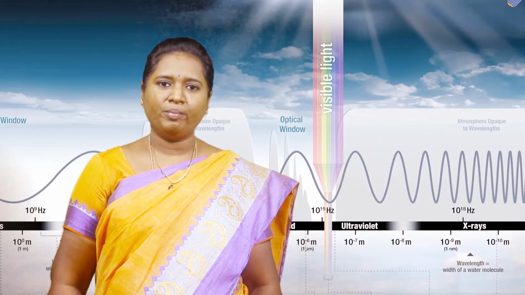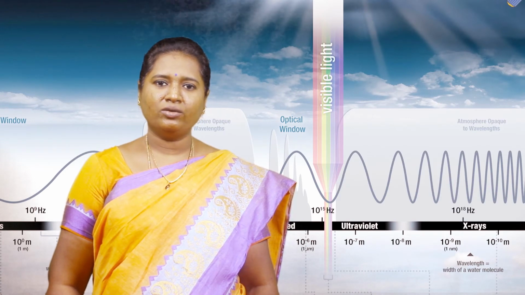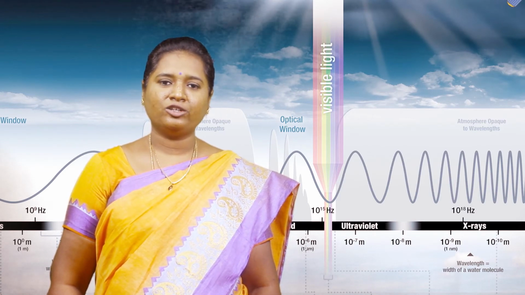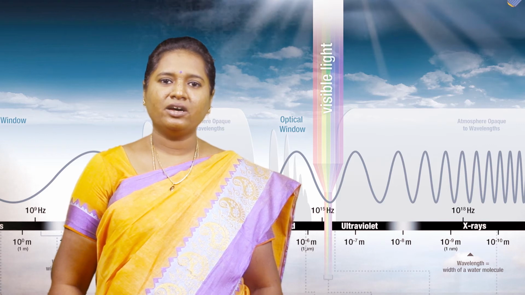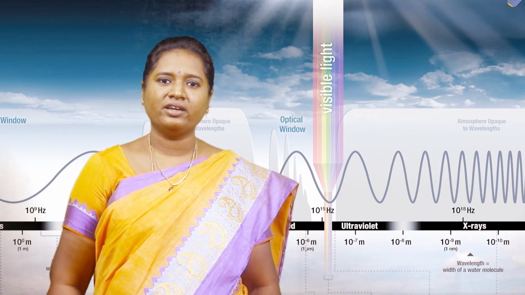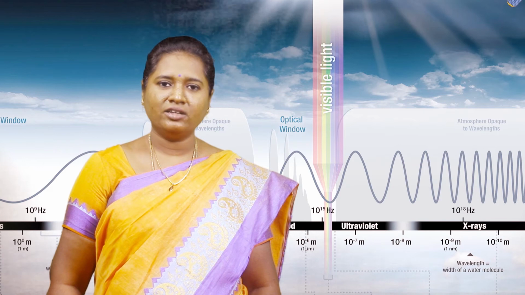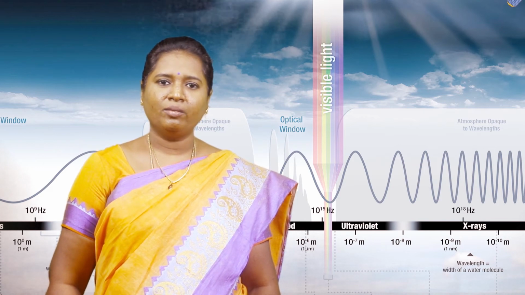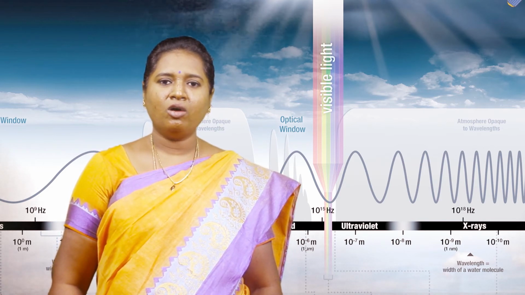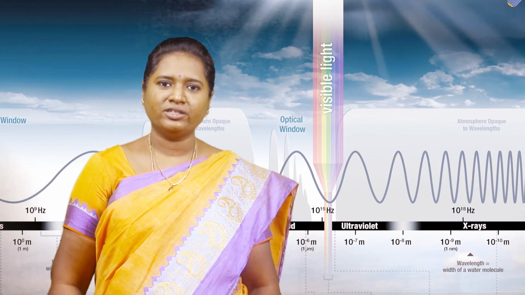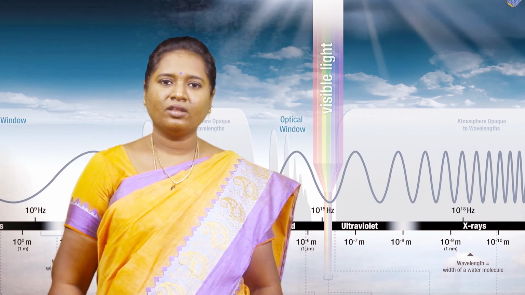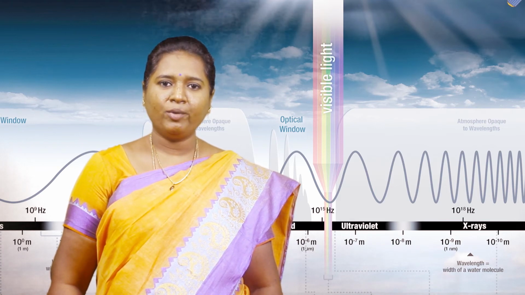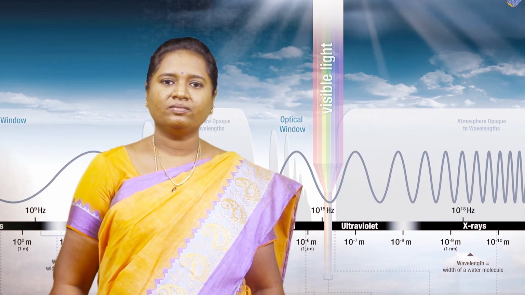In the second topic we will study what produces electromagnetic waves, whether a stationary charge produces electromagnetic waves, or a charge with constant velocity produces electromagnetic waves, or whether an oscillating charge produces electromagnetic waves. The third topic we will be studying is the important 8 properties of electromagnetic waves.